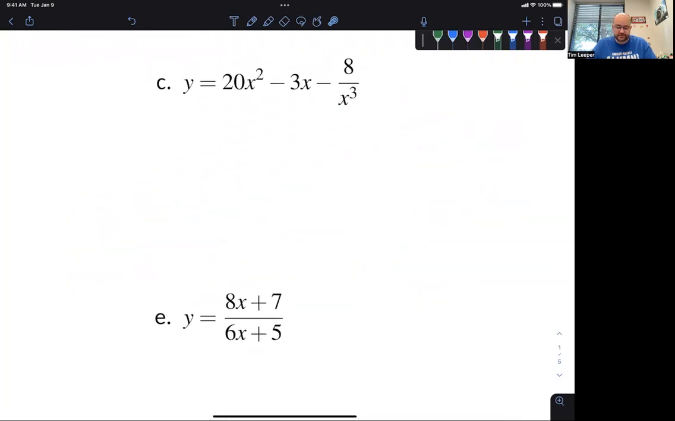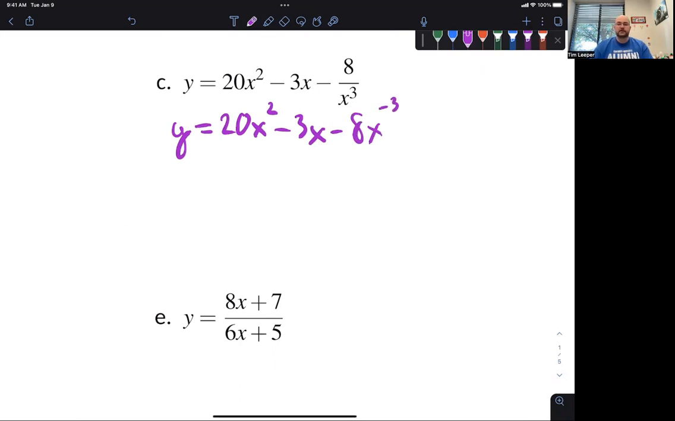Next, let's go on to letter C. y is equal to 20x squared minus 3x minus 8/x cubed. Like the previous one, we need to go ahead and rewrite this. If this is in the denominator, it can go to the numerator as a negative 3 exponent. And again, the only reason I'm doing that is because there's only one term here. Again, label this as y because we're not doing anything with the derivative yet. So it's going to be 20x squared minus 3x minus 8 x to the negative 3 power.